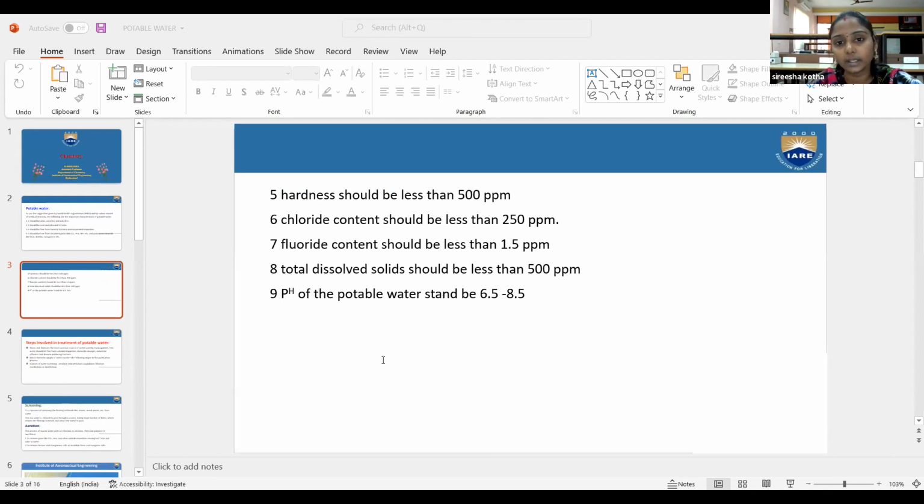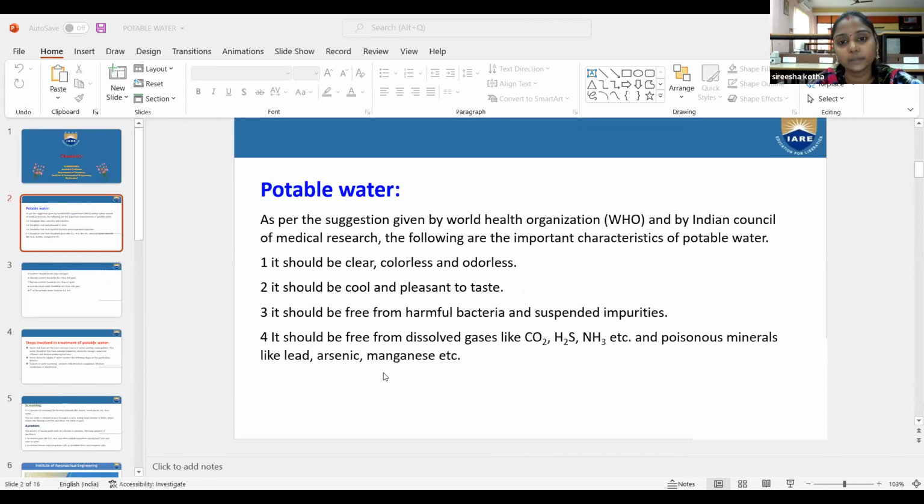Generally, we use it for drinking purposes. Not only drinking, we can use it for all domestic purposes and industrial sectors also. That water should be clear, colorless, odorless, and give a pleasant taste. Potable water contains some gases, such as carbon dioxide, hydrogen sulfide, and ammonia, and some poisonous minerals also dissolve into the water, such as lead, arsenic, and manganese, etc.